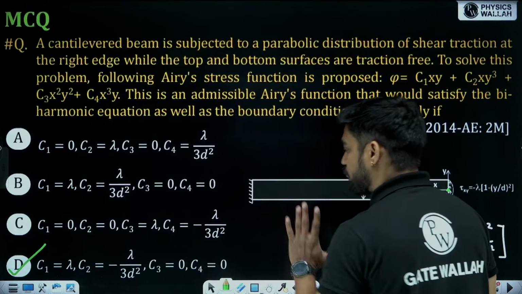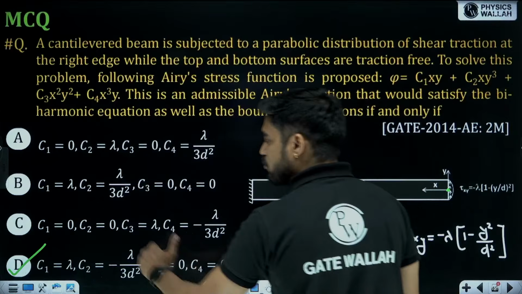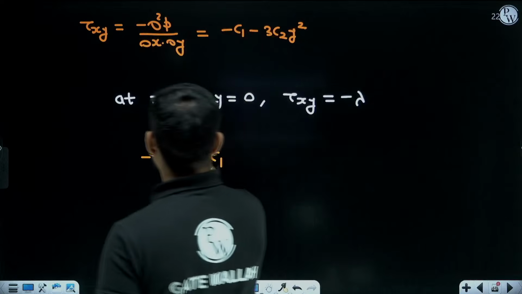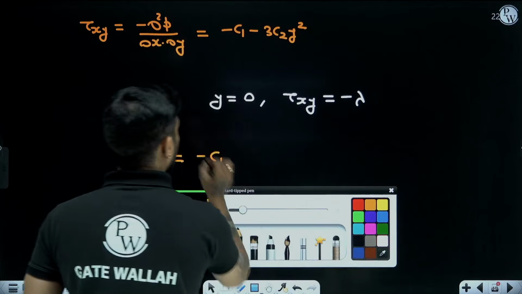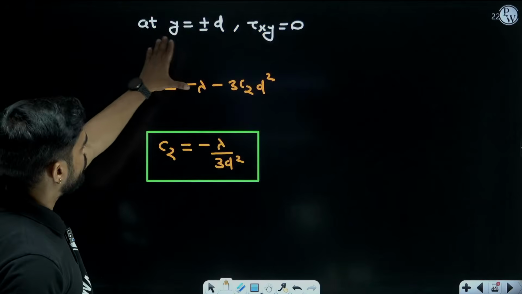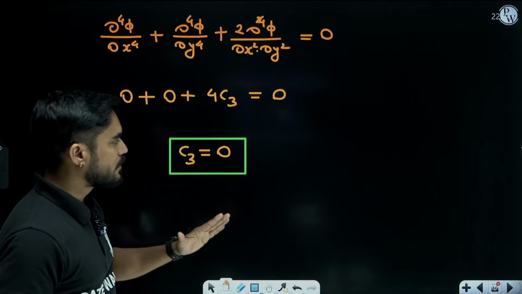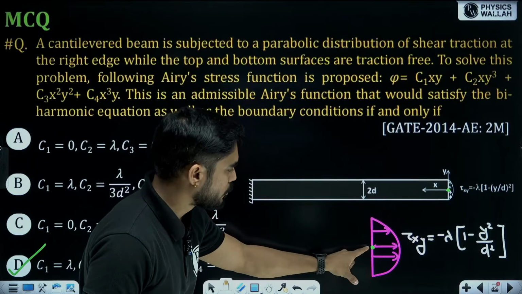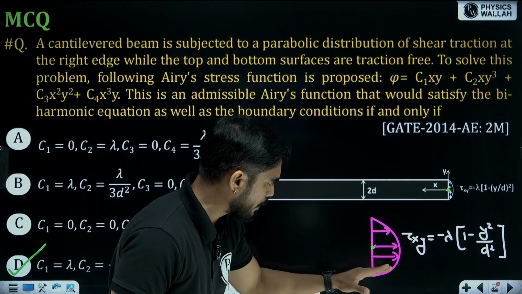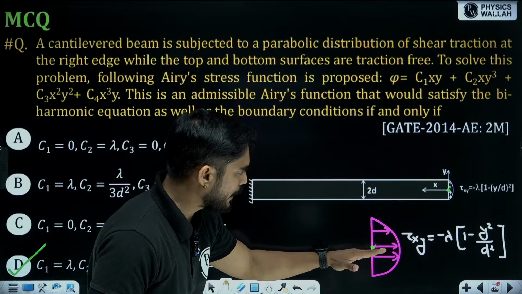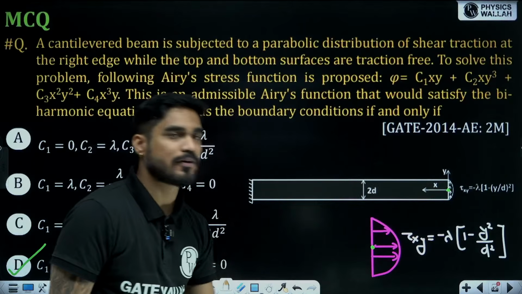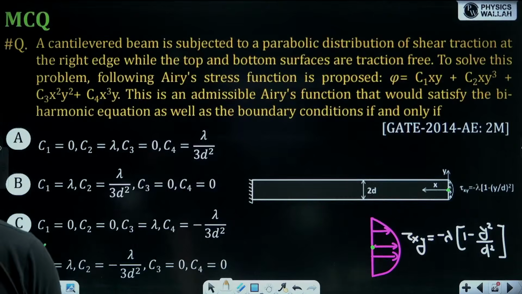So C3 and C4 became 0, and now we have calculated the values of C1 and C2 by the boundary conditions. So what was the boundary condition? At y equal to 0, tau xy is minus lambda, and at y equal to plus minus d, tau xy is 0. This variation of tau xy is given, right? So from here, at y equal to 0, tau xy will be minus lambda, and at y equal to plus minus d, tau xy is 0. Okay.